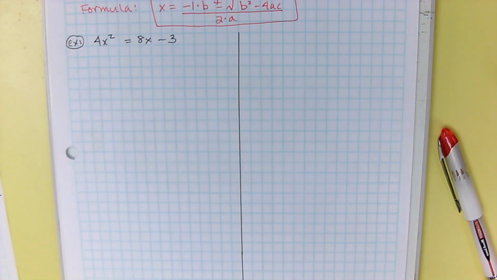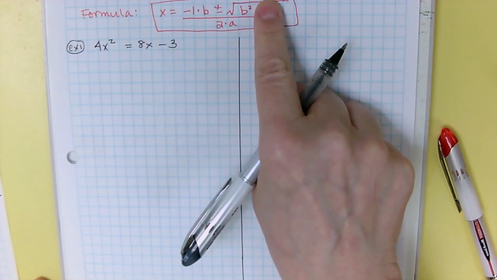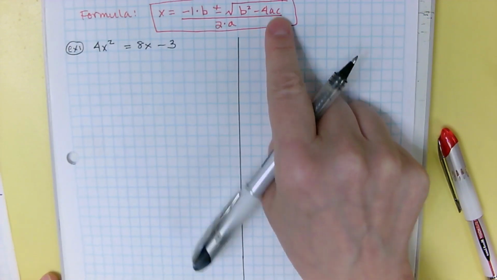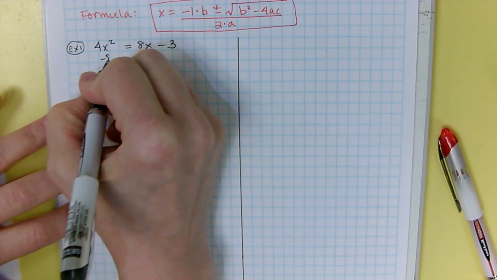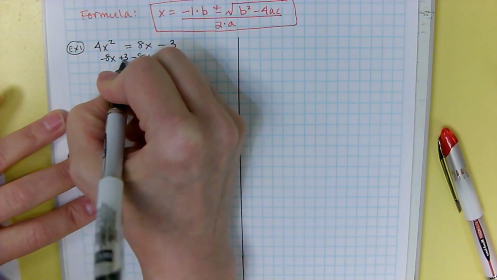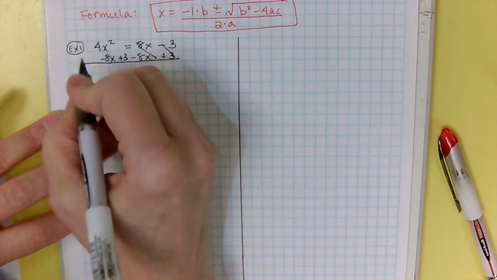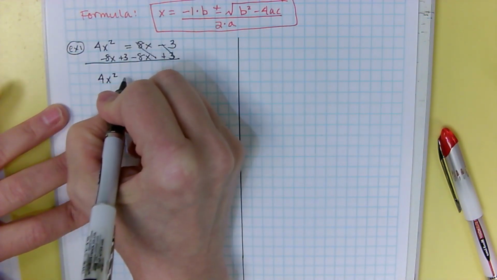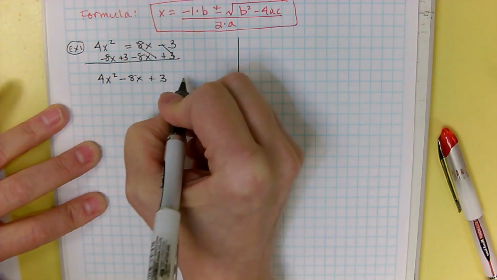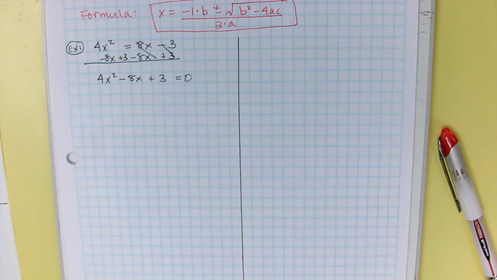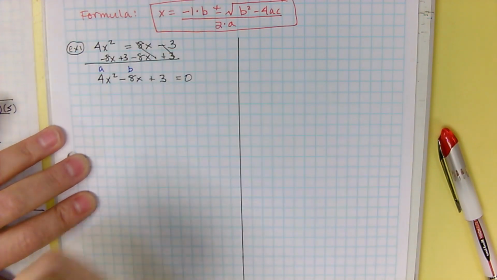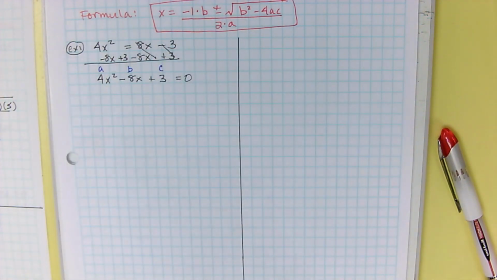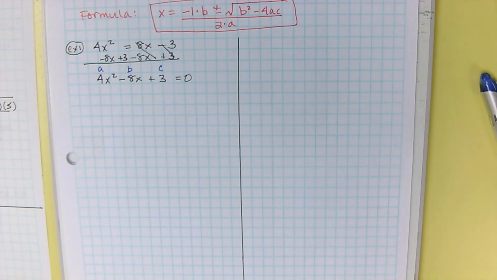Now, you know this is a quadratic because it's got an x squared in it, but it's not in standard form. Standard form has to be equal to 0. So first thing you're going to do is add or subtract all terms to the left. So subtract 8x over to the left, add 3 over to the left. That gives you 4x squared minus 8x plus 3 equals 0. Now that we are in standard form, we know that a is 4, b is -8, and c is 3. And we need to know those three things to use the quadratic formula.